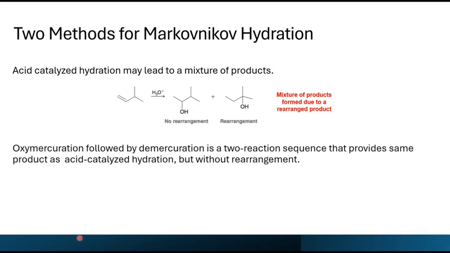Oxymercuration followed by demercuration is a two-reaction sequence that provides the same product as acid catalyzed hydration, but without any rearrangement. So in this case, when we add the mercury acetate in water, and then follow that up by sodium borohydride, we get the product, the alcohol, without any rearrangement. This would have been a primary carbon, this is a secondary carbon. We get the alcohol on the secondary carbon following Markovnikov addition, but no rearrangement.